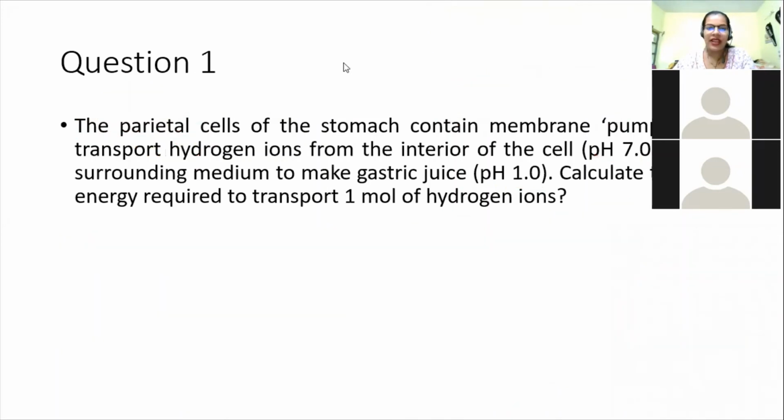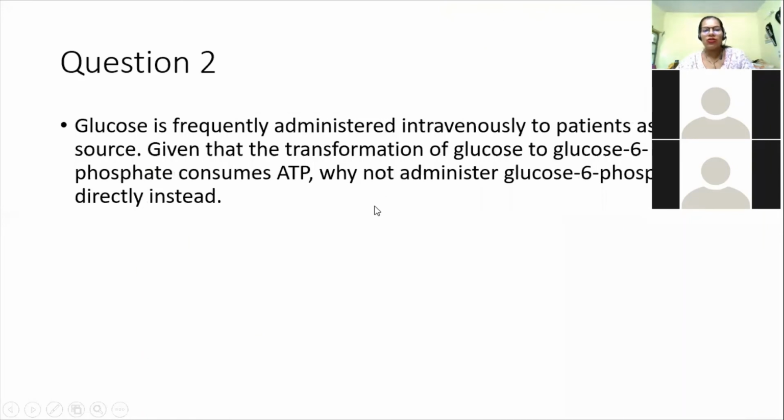Okay. So the next question is not numerical, but you have to think. We know that glucose is frequently administered intravenously to patients as a glucose source, as a food source. Whenever you are unconscious, glucose is used. So the IV drip has glucose, but on the packet it will be written as dextrose. So don't get confused.